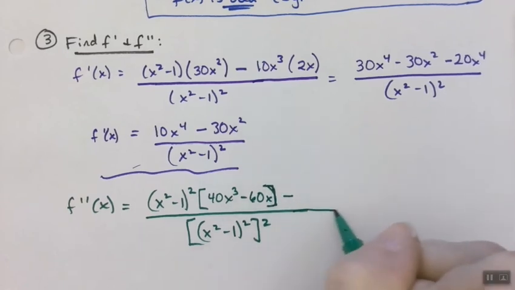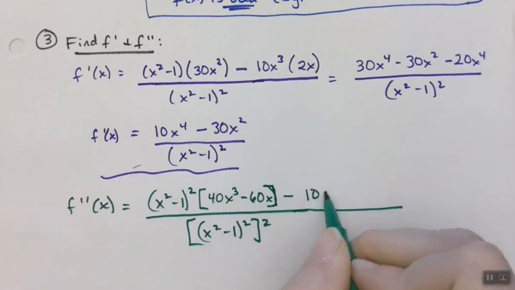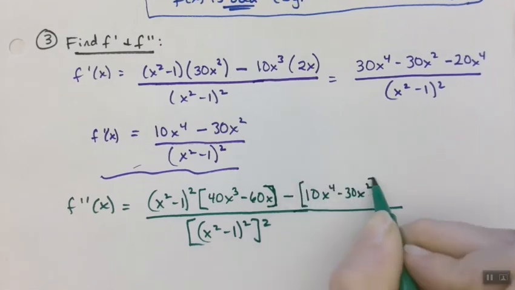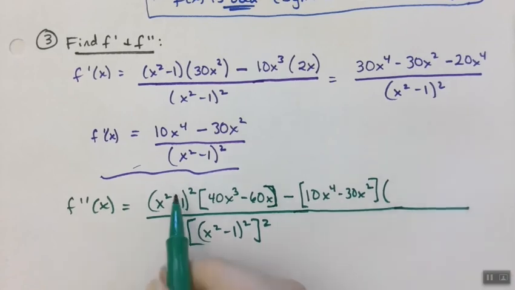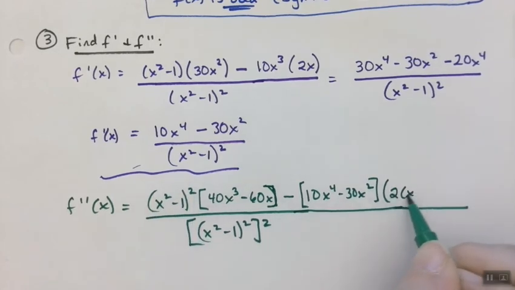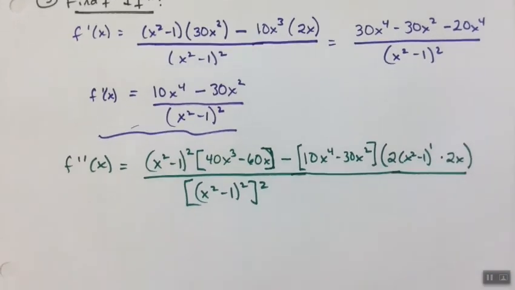let me bracket there. Now I'm going to leave the 10x to the fourth minus 30x squared alone. And then I'm going to multiply it by the derivative of x squared minus 1 squared, which would be 2 times x squared minus 1 to the 1 times the derivative of the inside, which is 2x. And that's your second derivative.